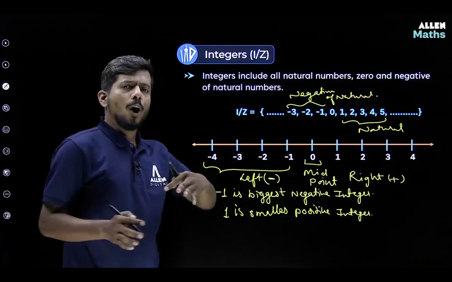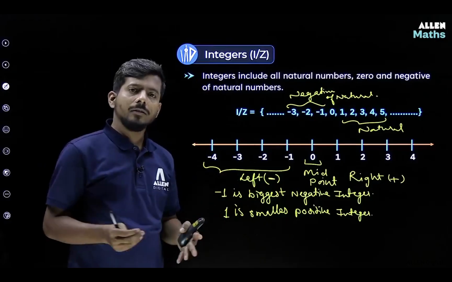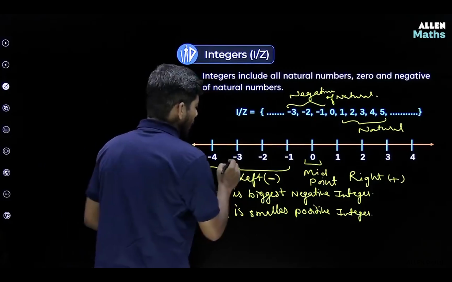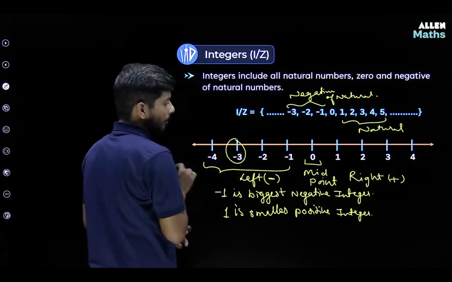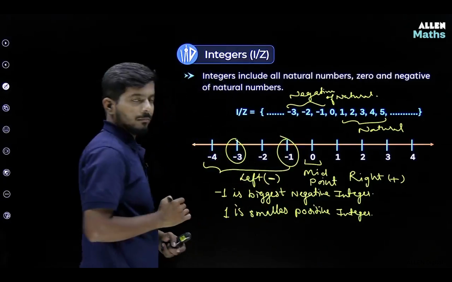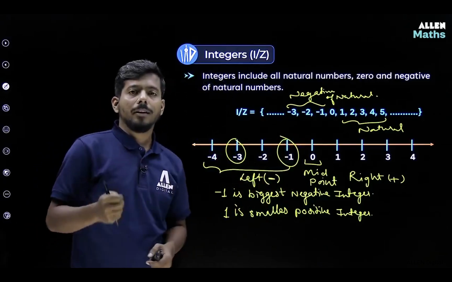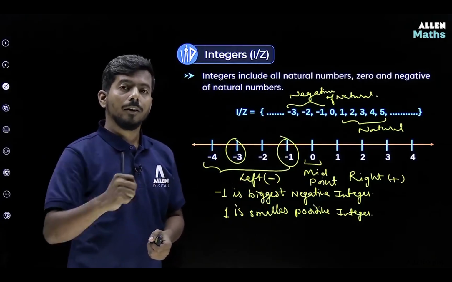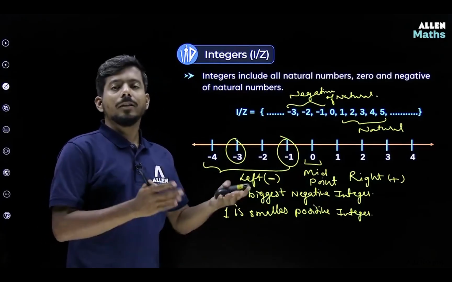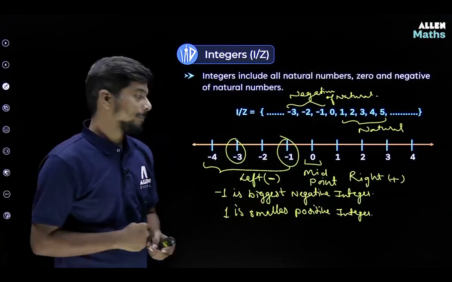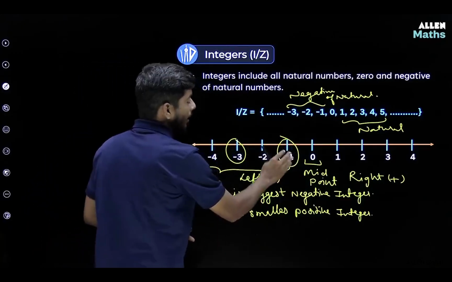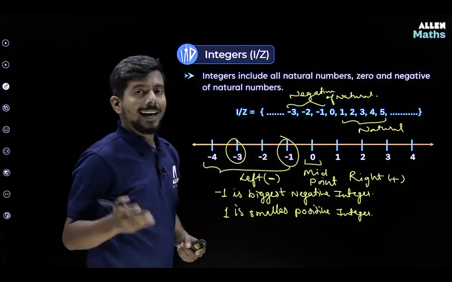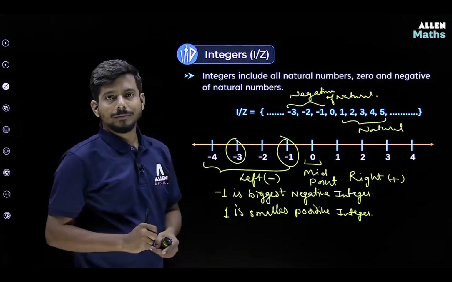Now, do you know how we can compare integers with the help of a number line? Let's take an example. Suppose I have to compare -3 and -1. The first method is to check which number is on the right side of the other one. The number which is on the right side will be greater than the other one. So, here we can see that -1 is on the right side of -3. So, definitely -1 will be the greater integer.